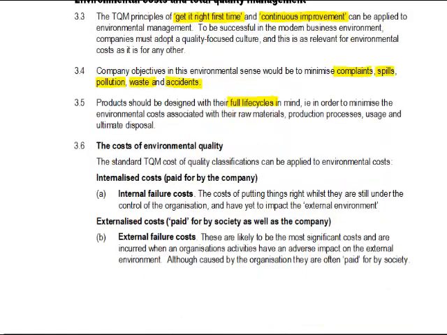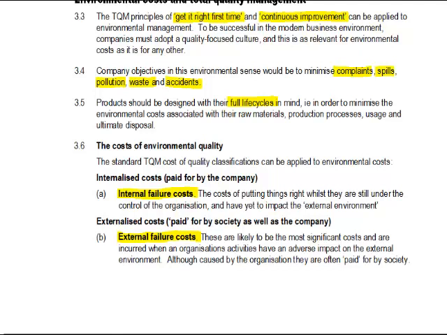Now, the TQM cost of quality classifications can be applied quite easily to environmental costs. Internalised costs, remember these are the ones that are paid for by the company, we can kind of look at these as the internal failure costs. So putting things right while they're still under control of the organisation, so the external environment has yet to be impacted by them. The externalised costs, though, remember these are the ones that are paid for by society as well as the company, then these are probably likely to be much higher.